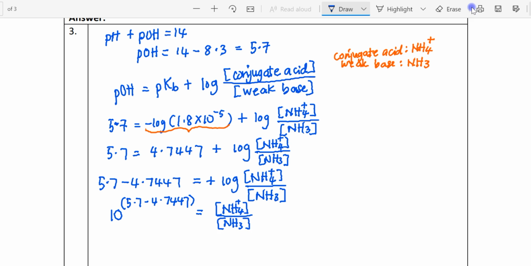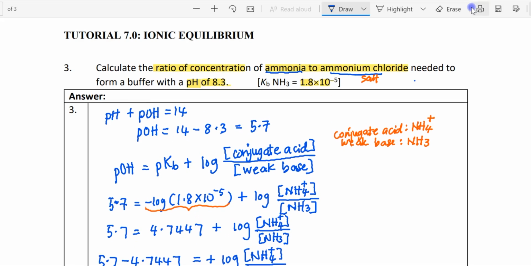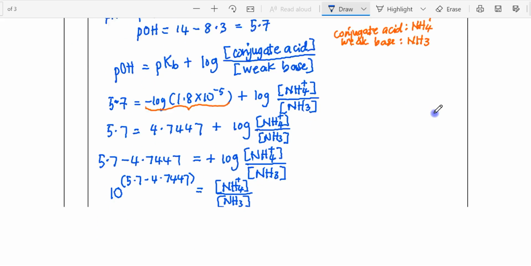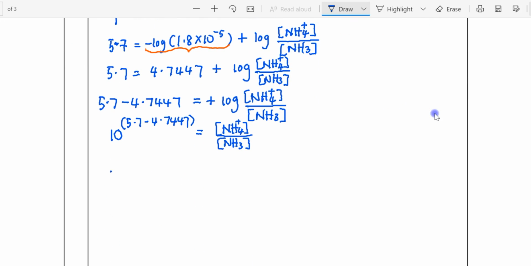The next step: referring back to the question, it asks for the ratio of ammonia to ammonium chloride. So we have to rearrange this back. Rearrange back, therefore, the ratio of ammonia to ammonium chloride. So we will get here.